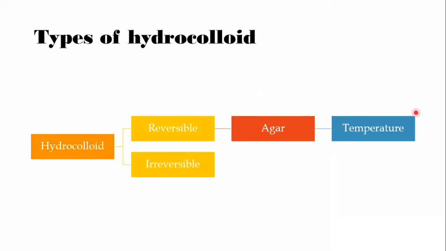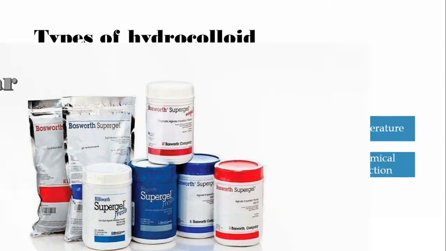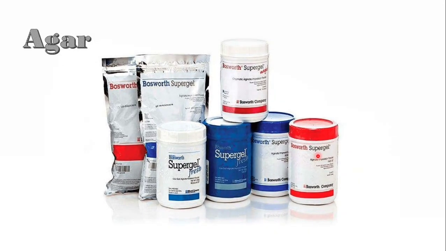In irreversible hydrocolloid, that is in case of alginate, the setting reaction is going to take place by means of a chemical reaction. That is, covalent bond formation is going to happen, so the process is not reversible. So first, for today's video, let's talk about agar, and we'll see alginate in the next video.